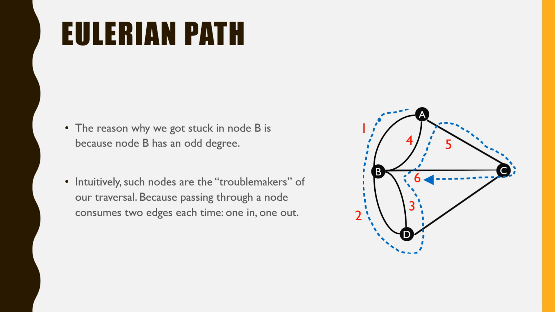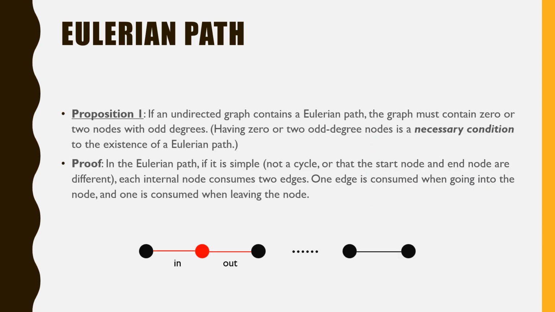In this sense, odd degree nodes become troublemakers for our traversal. To construct a valid Eulerian path, we might need to limit the number of odd degree nodes present in the graph. Let's now formally prove that our intuition about odd degree nodes is correct. Specifically, limiting the number of odd degree nodes in the graph is a necessary condition for the existence of a Eulerian path. Proposition 1. If an undirected graph contains a Eulerian path, then the graph must have either 0 or exactly 2 nodes with odd degrees.